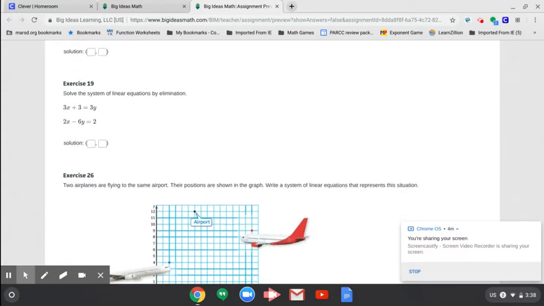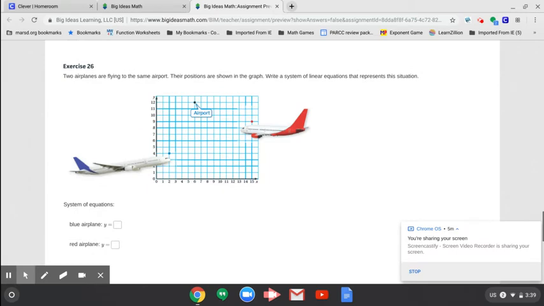Okay, number 19, this one's a little tricky. You're going to have to move the 3y over to this side so you have it in standard form. And then you're going to move the 3 over to this side, so everything's lined up nice and neatly. So it's going to be a -3 over here, and this is going to turn into a -3y over here. So you're going to want to switch this around. You need to have the y's together and the regular values together, the constants.